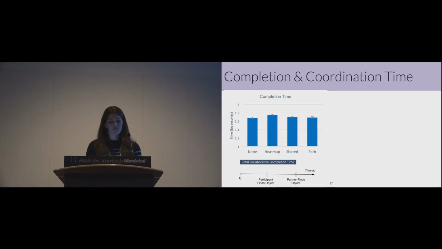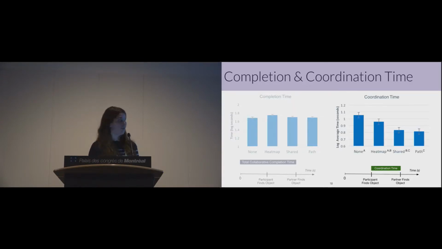So when we look at total collaborative completion time, it's the amount of time it took from the start of the search to when the last person in a pair found it. So that moment when both people had identified it is the total collaborative completion time. What we see here is that the heat map visualization is significantly slower from the group mean. So people are slower to find objects when the heat map is displayed in collaborative searches.